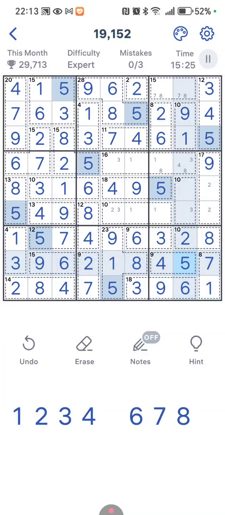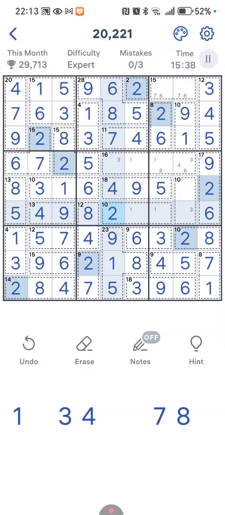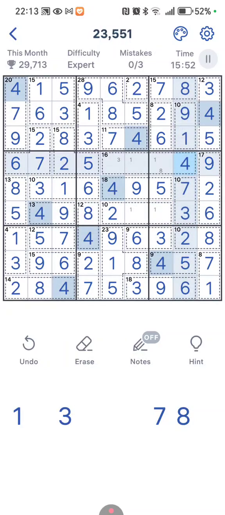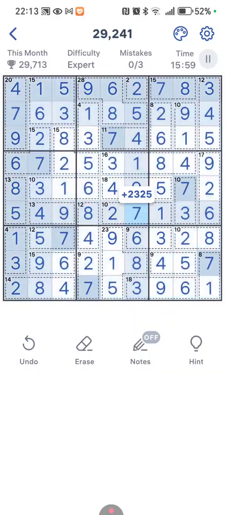5. 6. Only one place the 6 can go. 9 plus 6 means that's a 2. 2 means that's a 2. That's got to be 7 by process of elimination. That's a 3. 4. That's 1. That's 8. That's 1. That's 3. And that is 7. And that's a game.